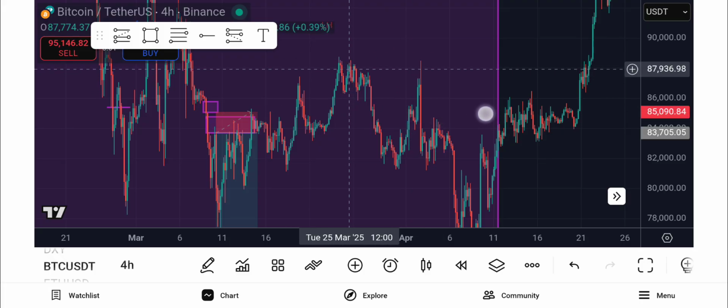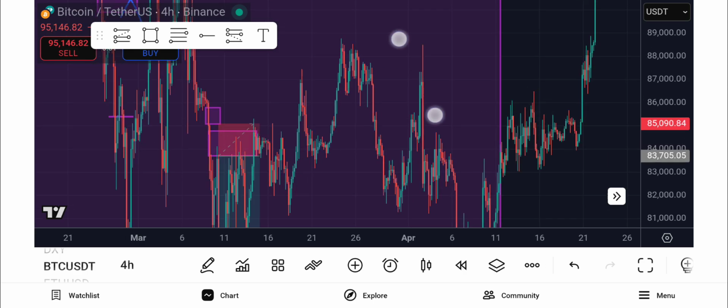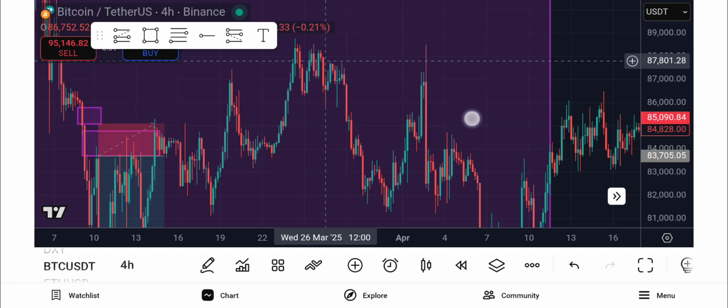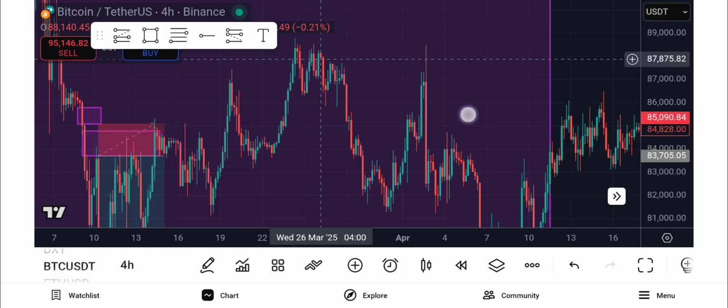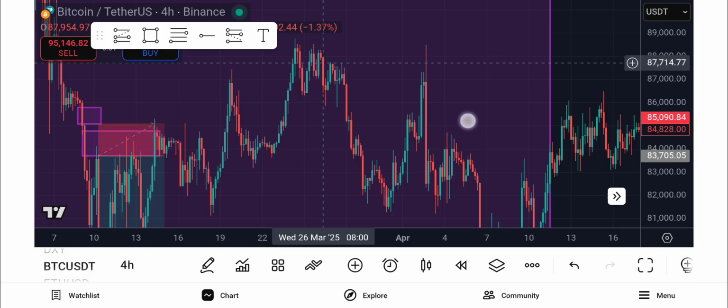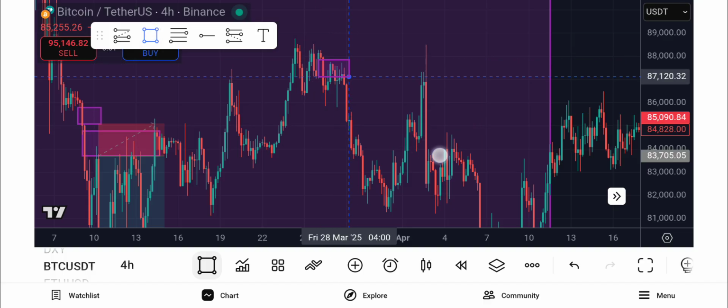Looking for the fair value gap. What do we see here? We don't see any fair value gaps here that we can use. But this right here is one. 1, 2, 3. So you take out your rectangle, from the fair value gap right here to the third wick right here, and then you stretch it out.